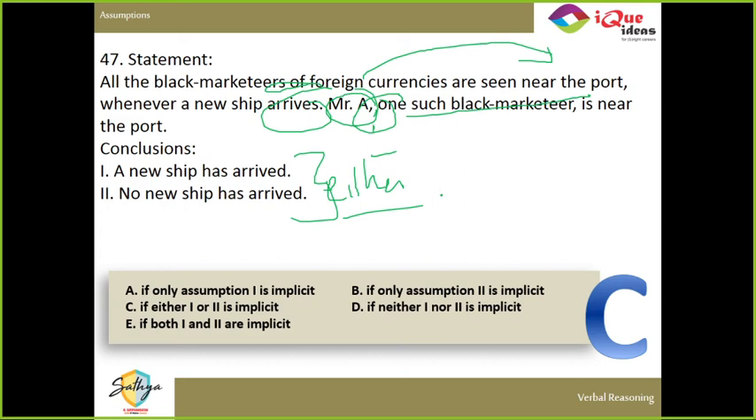You get that? Are you getting it? Did everybody get why either or is my answer in this particular example? Okay.